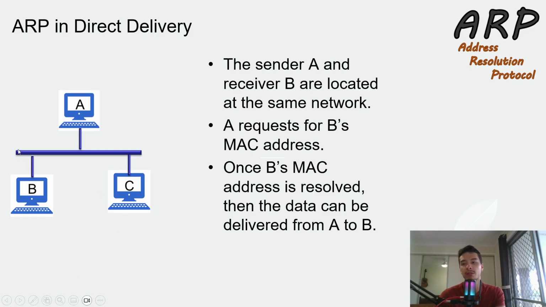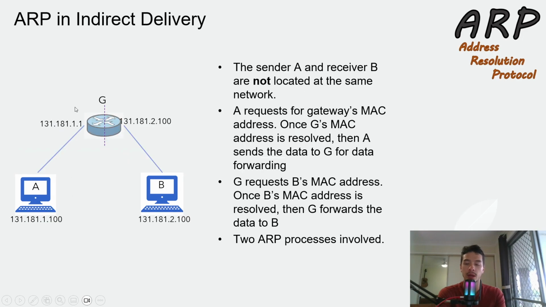So these are obviously connected via the same connection here, so there are no intermediary routers or anything like that. Sender A and receiver B are located in the same network. So A is here and B is there. A requests B's MAC address. Once B's MAC address is resolved, then data can be delivered from A to B. It will just call out a message and ask all the devices on here, hey, do you have this MAC address? And it will go and ask and find it.